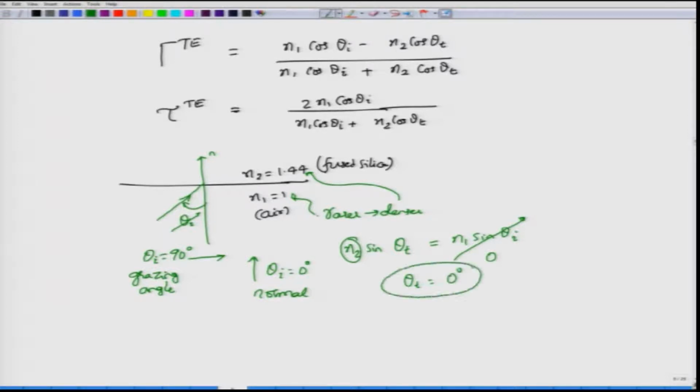Okay. So, this is a perfectly valid condition. So, theta t is 0, which means that any transmitted wave would also be oriented along the direction of the normal. So, the incident field is incident at theta equal to 0 or theta I equal to 0. The partial transmitted wave would also be at theta equal to 0. And what about the reflection?